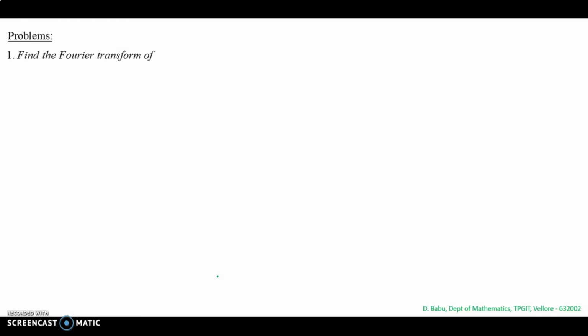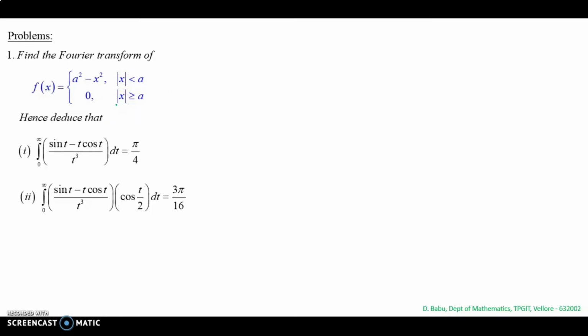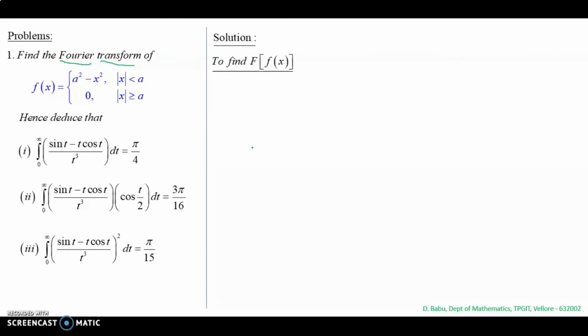First problem, this is a very important problem. Find the Fourier transform of f of x equal to a square minus x square when mod x is less than a, and 0 when mod x is greater than or equal to a. Hence, deduce that there are 3 deductions. So first, we need to find the first part. We need to find the Fourier transform of f of x.